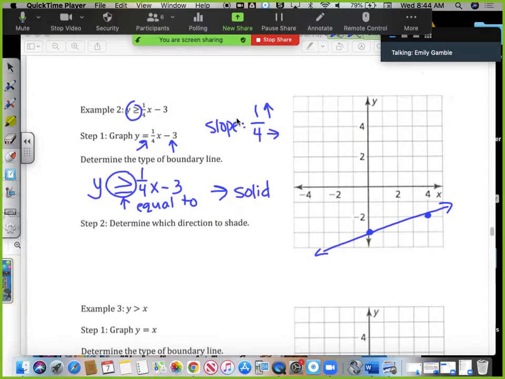Most of the time, what you think from the actual symbol will be correct. Sometimes it gets a little tricky. So you always want to test a point. The easiest point to test is 0, 0. What you do is you replace 0 in for x and y, and you will get 0 is greater than or equal to 1/4 times 0, which is just 0. So you'll get 0 is greater than or equal to -3.